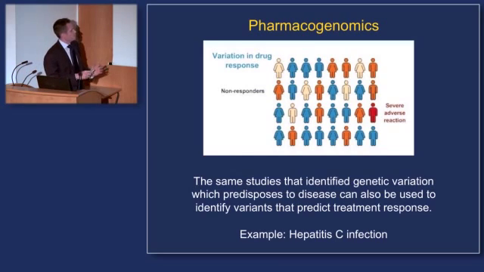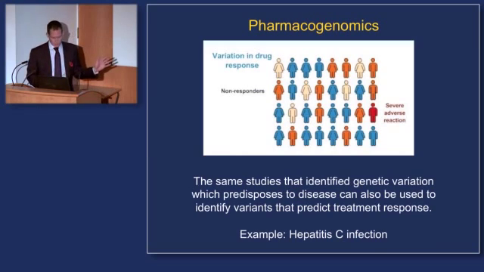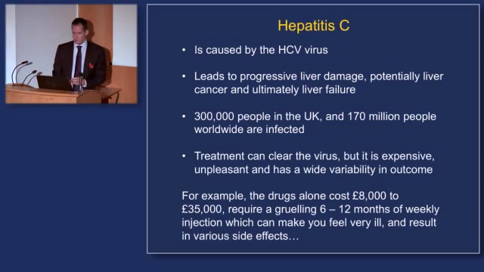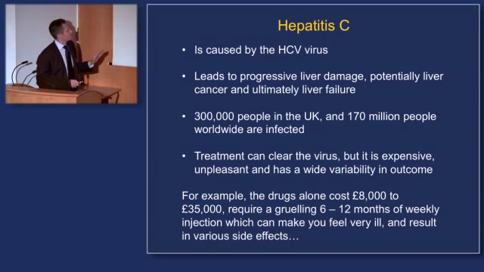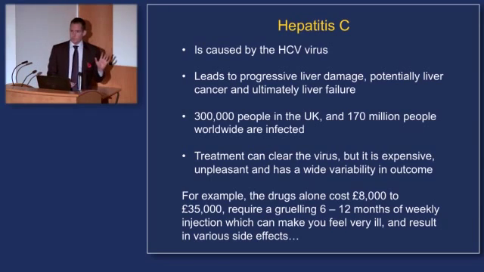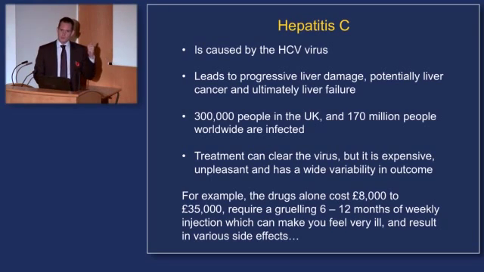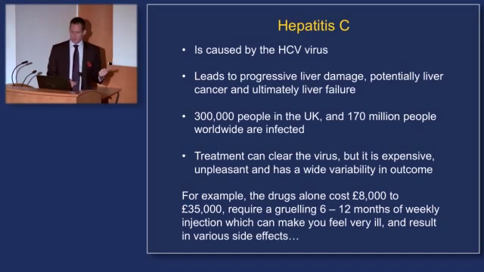So the same studies that we use to assess common disease risk can be used to assess an individual's personal risk of response to drugs. And the example I'm going to use is hepatitis C infection. Here are some facts about hepatitis C. It's caused by a virus. It can make you quite sick. It's reasonably common in the UK. And treatment can clear the virus, but the treatment is expensive, it's unpleasant, and it may not work.